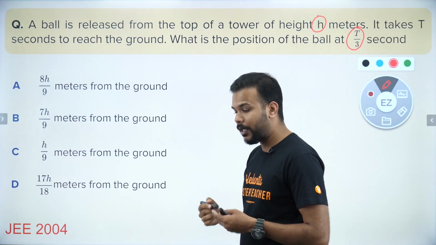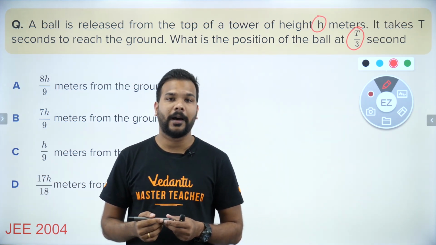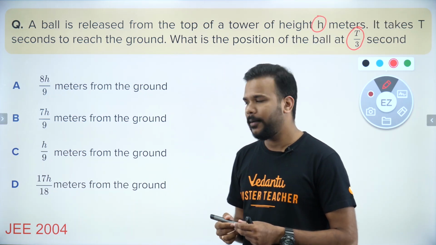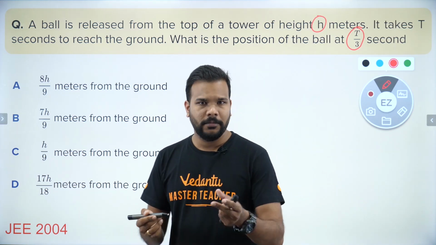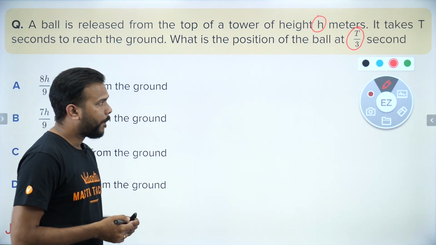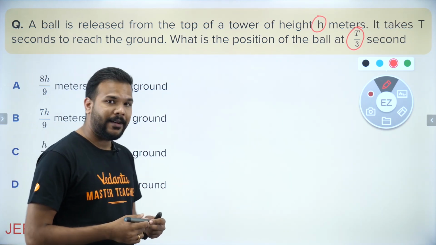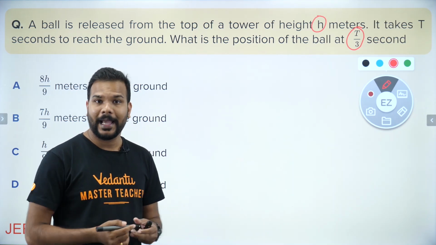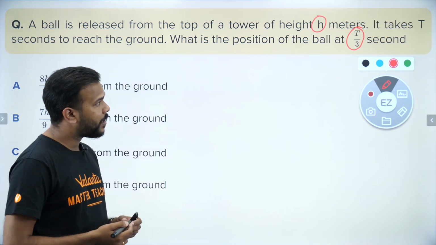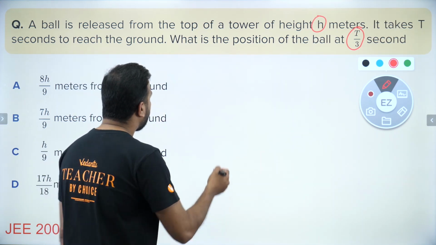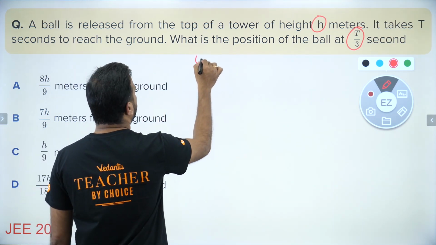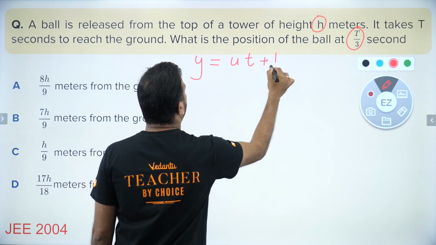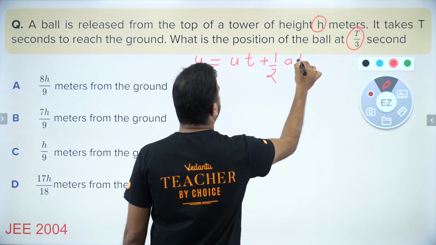So 1/3 of the time that it takes completely to fall by a height of h, where exactly the ball is going to get located. Okay, looks like a doable question, motion under gravity question. I'm sure that you guys are aware that motion under gravity is basically a specialized case of uniformly accelerated motion, and because we are speaking about the displacement, the equation which comes into picture over here is y is equal to ut plus half at square.